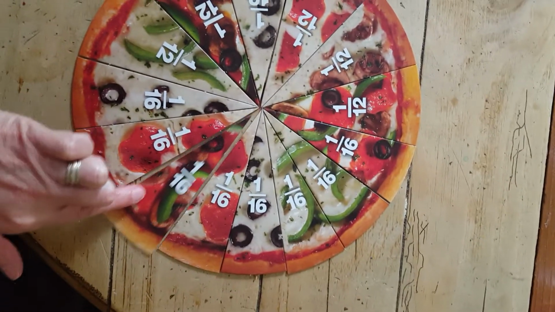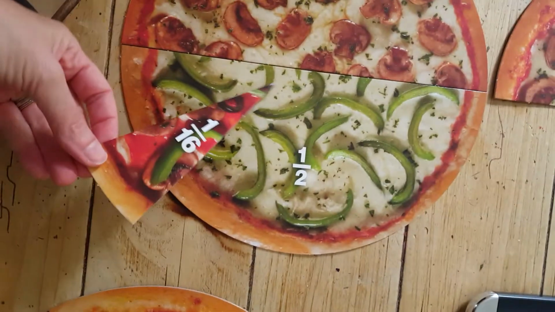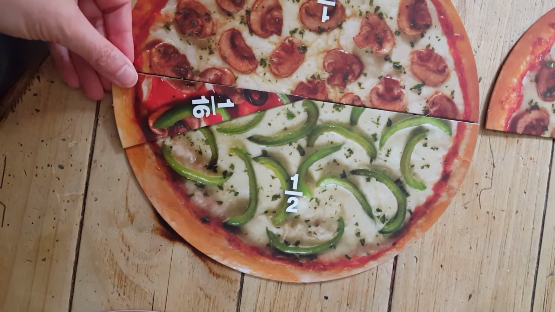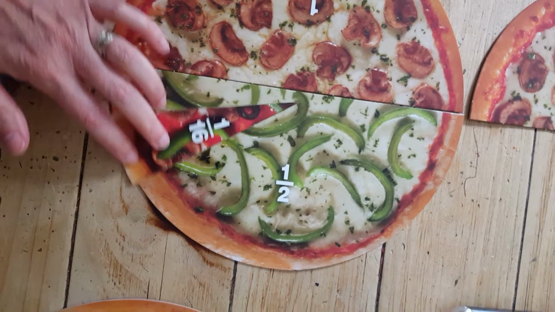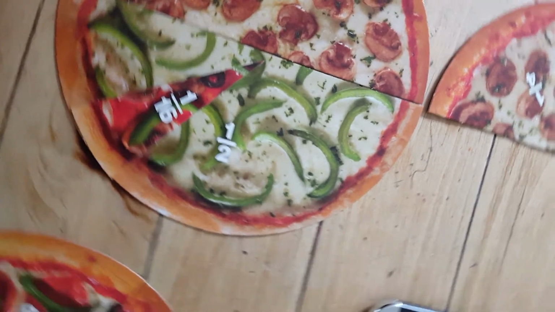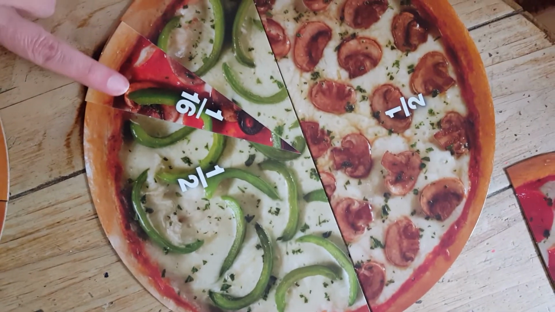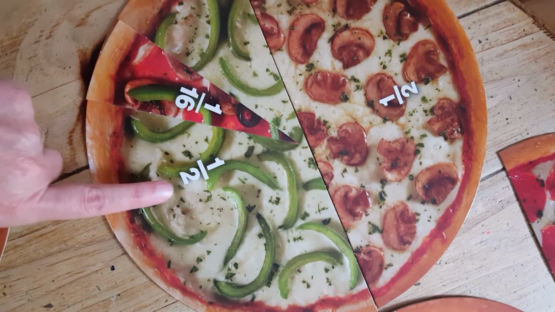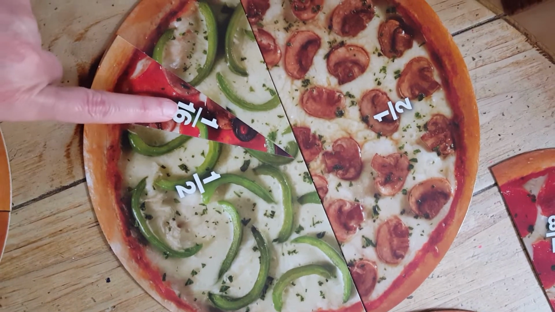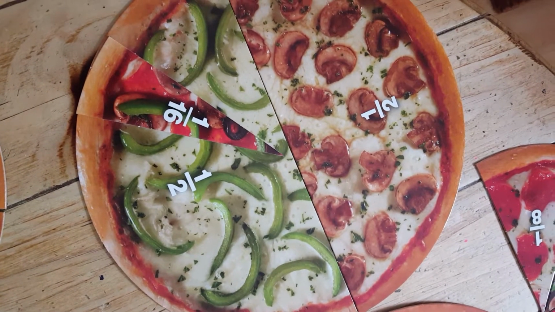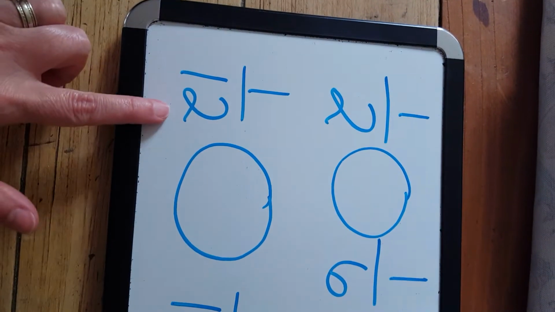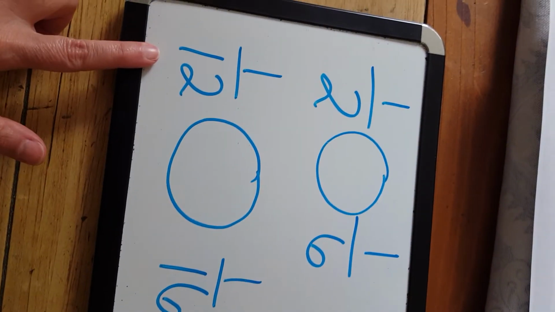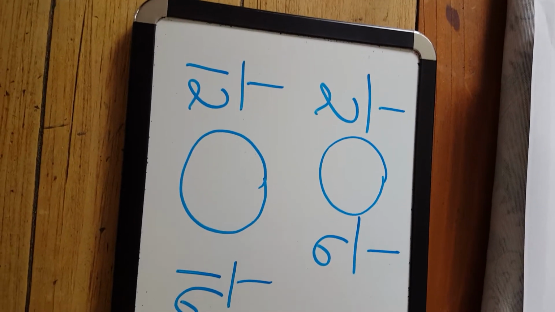So let's take a look. I'm going to take this out, this 1/16, and I'm going to compare it to 1/2. It's a little teeny sliver next to this 1/2 piece of pizza. So if we were comparing these two fractions, clearly 1/16 is way smaller than 1/2, even though 2 is less than 16. So it's a little tricky, but as long as you remember to look at that denominator, that's the key to comparing fractions.